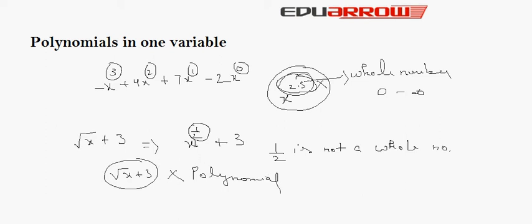Because we discussed earlier that the exponent of any term of the polynomial expression should be a whole number, but here the exponent of x is not a whole number. That is, 1 by 2 is not a whole number. So root x plus 3 is not a polynomial.